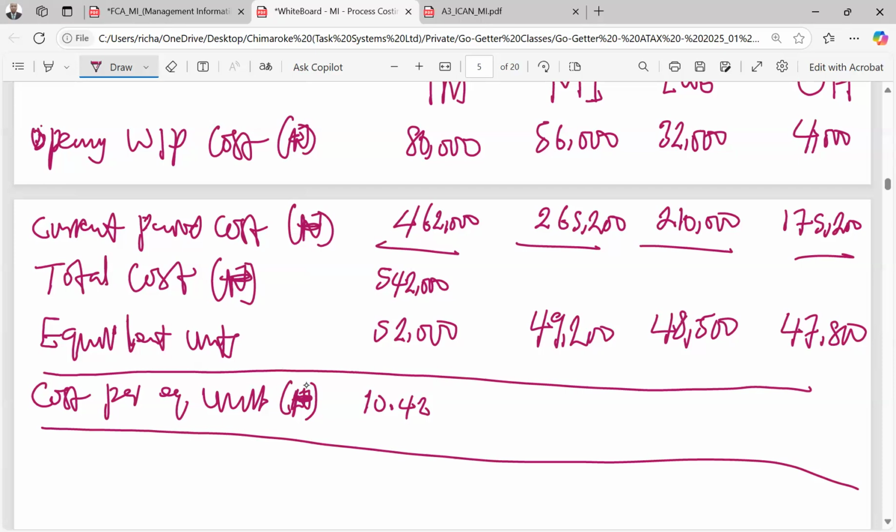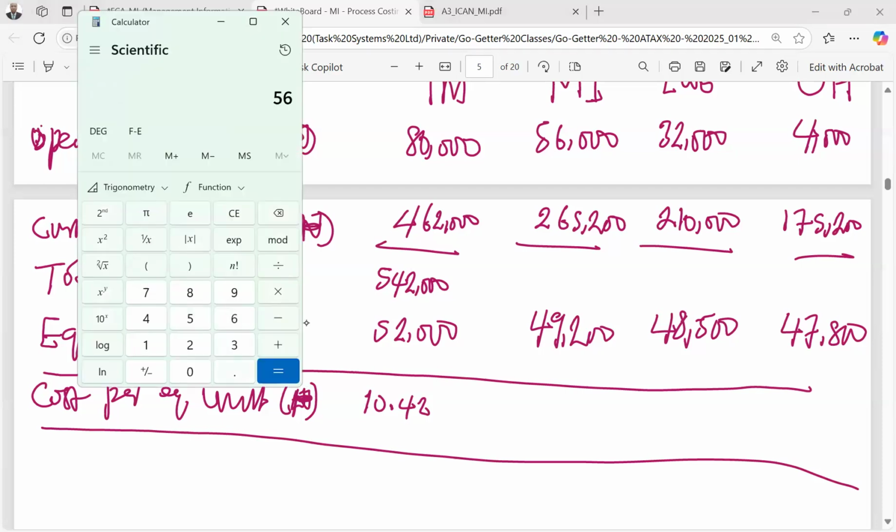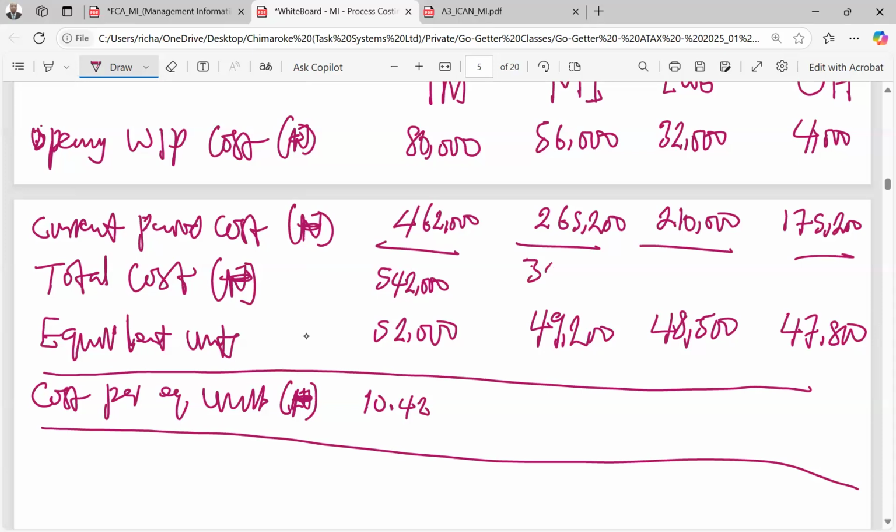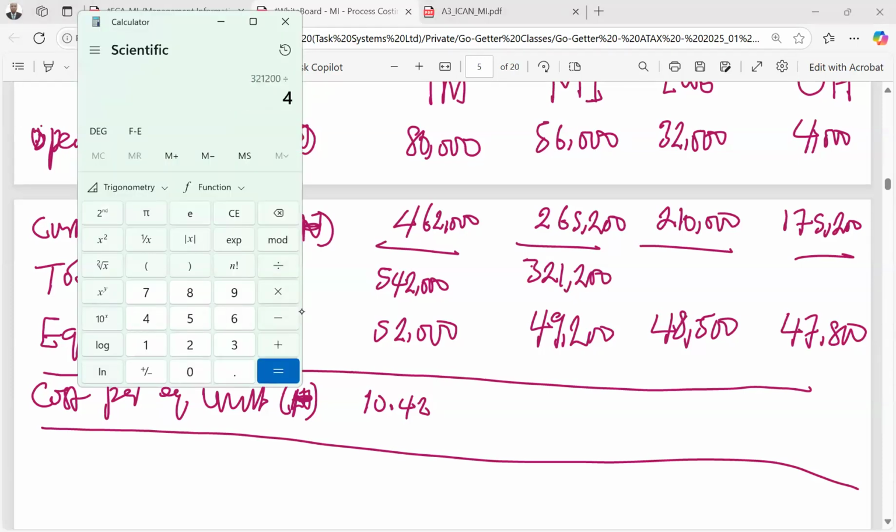I will do the second one here. 56,000 plus 265,200. I'll have 321,200. Now I'm going to divide by 49,200. And what I get is 6.53.